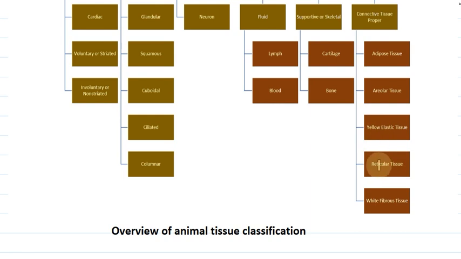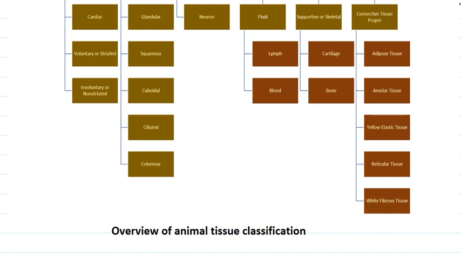Okay. Then there is reticular tissue. So reticular tissue consists of star shaped cells with protoplasmic processes. And finally, there is white fibrous tissue. So white fibrous tissue contains compactly arranged white fibers lying almost in parallel bundles.